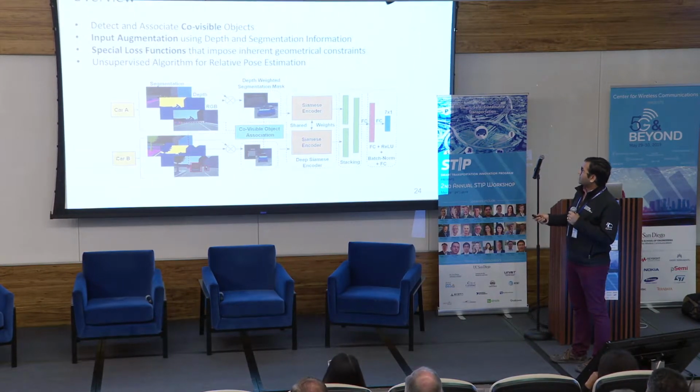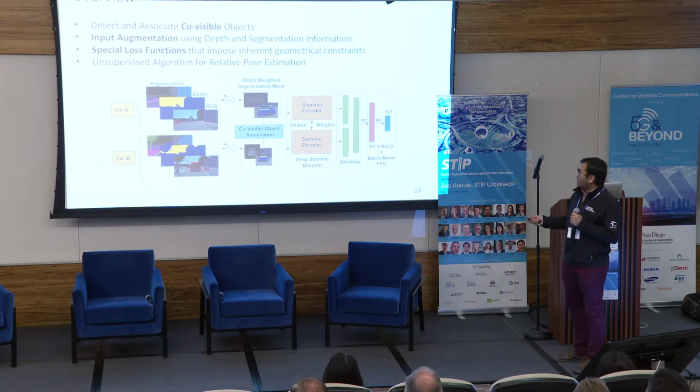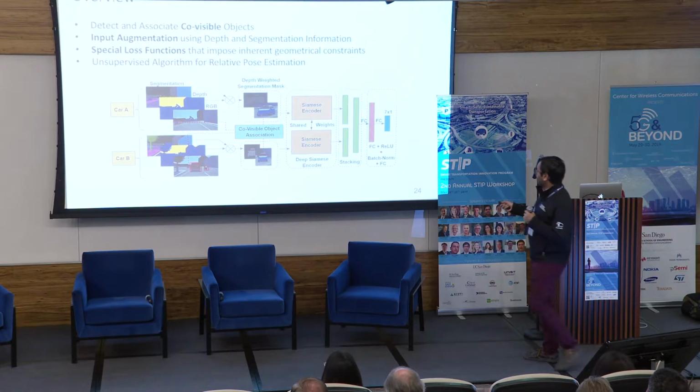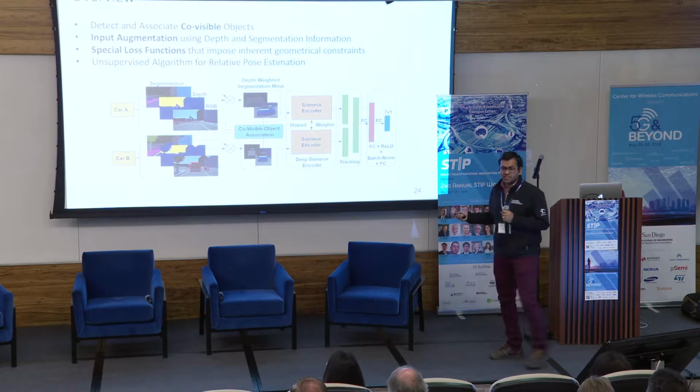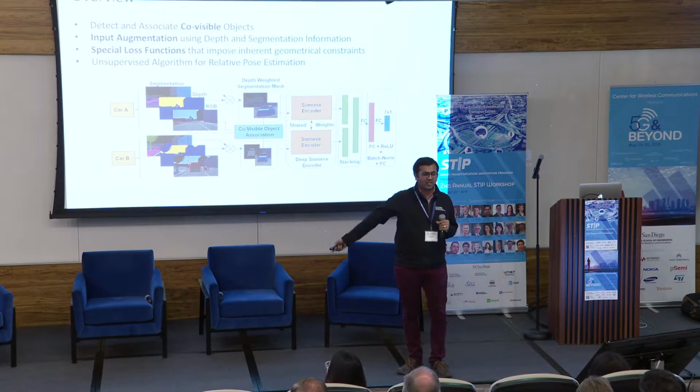Once you detect and associate, we augment the input with depth augmented maps, right? And then looking at the depth, we can figure out the geometry using the CNN encoders. And upon figuring that out, we can get the pose, which is a seven-dimensional vector, with 6 degrees of freedom and 1 for translation.